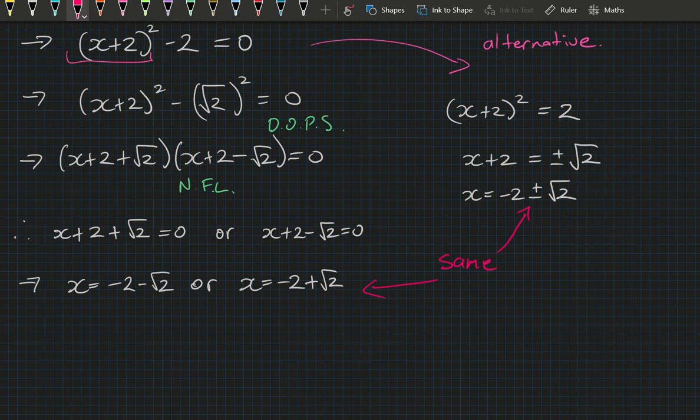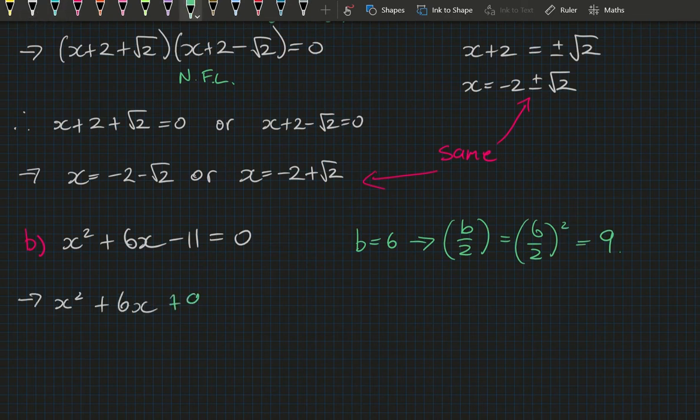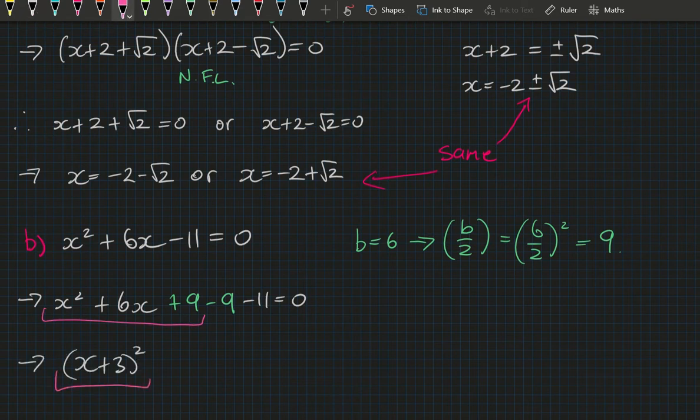Alright, let's try question B, where we have x squared plus 6x minus 11 equals 0. Now, because b is equal to 6, then (b/2) squared is equal to (6/2) squared, which is 9. So when we add and subtract 9, we're not changing anything. And therefore these terms here become (x plus 3) squared. And we're left with a minus 9 minus 11, which is obviously minus 20, and that's all equal to 0.